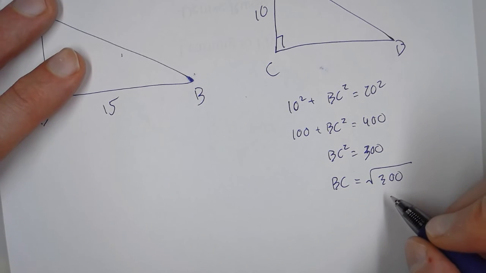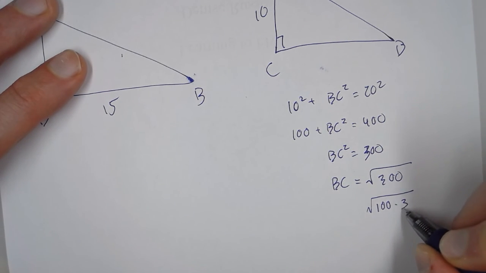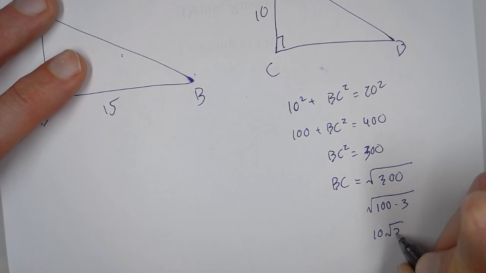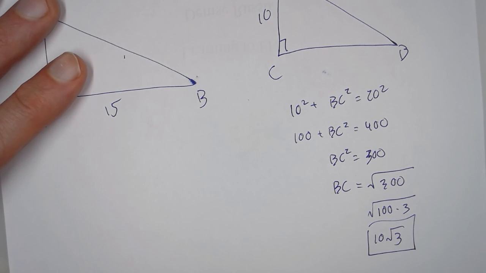We can't take the square root of 300 directly, but we can break it down into 100 times 3. And 100 we can take the square root of. So 10 square root of 3 is the exact length of BC. And there's our answer, and we're done.